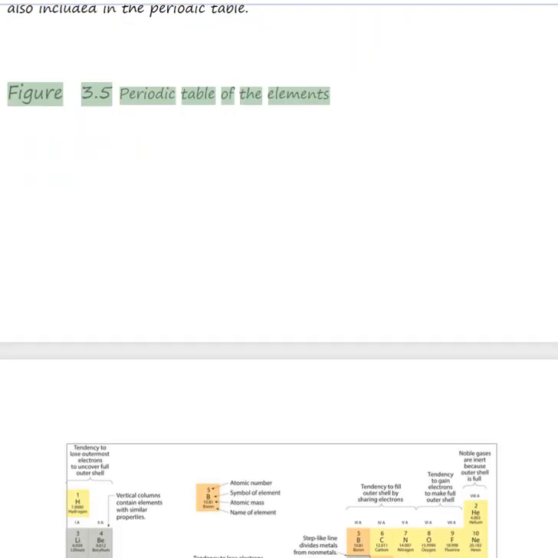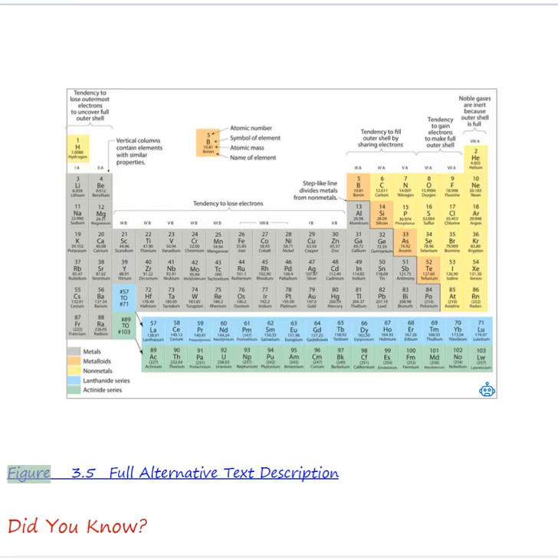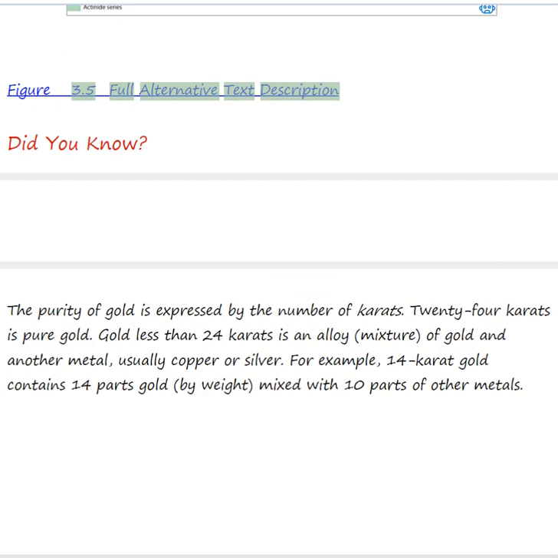Figure 3.5 Periodic Table of the Elements. Figure 3.5 Full alternative text description.